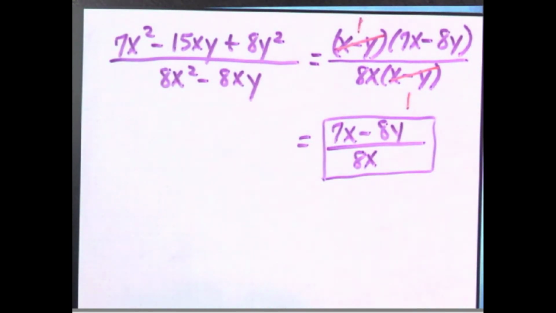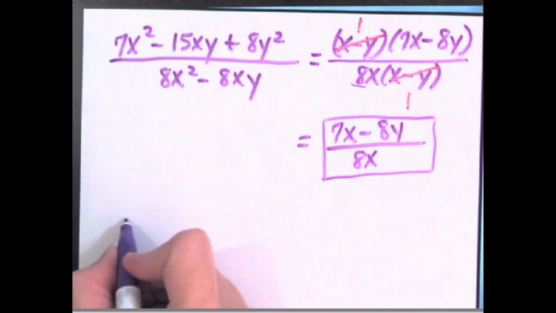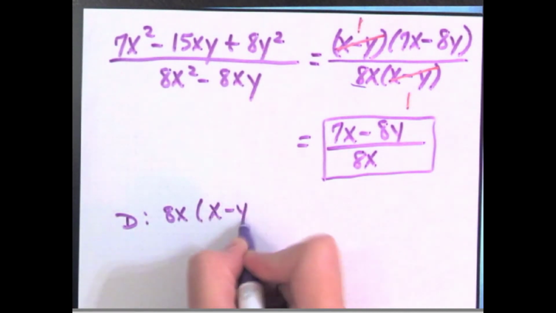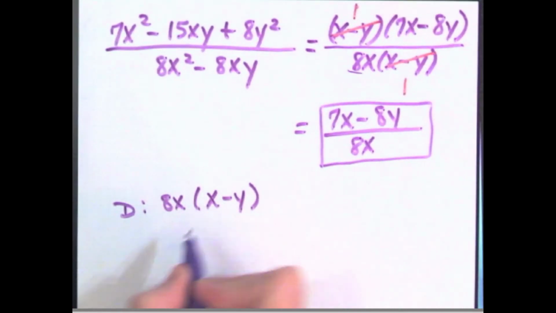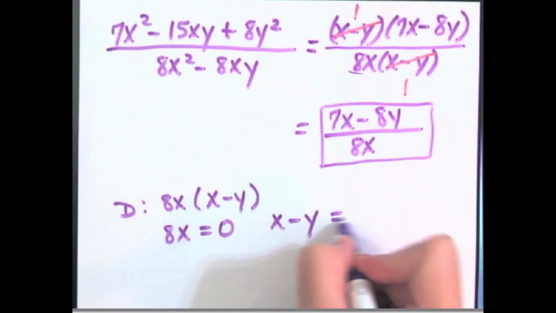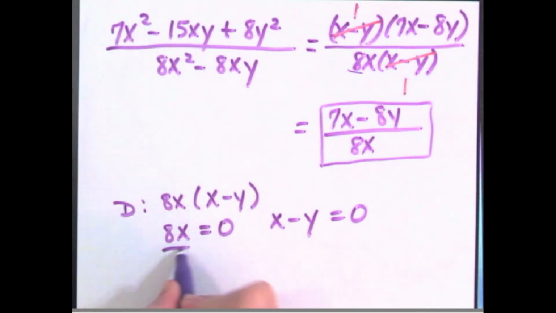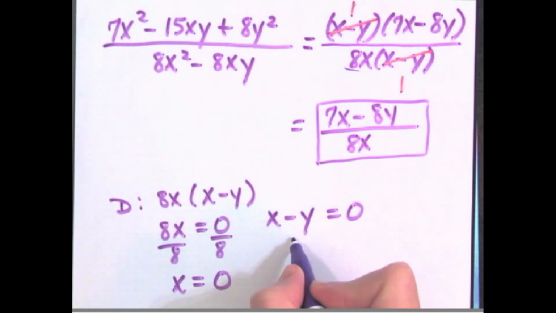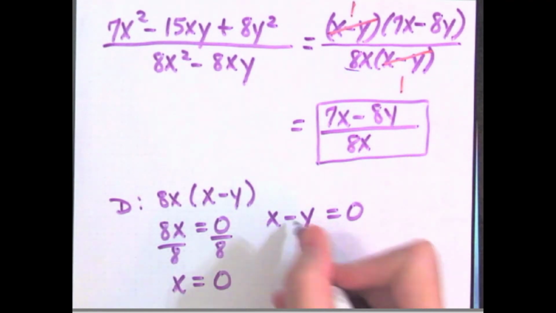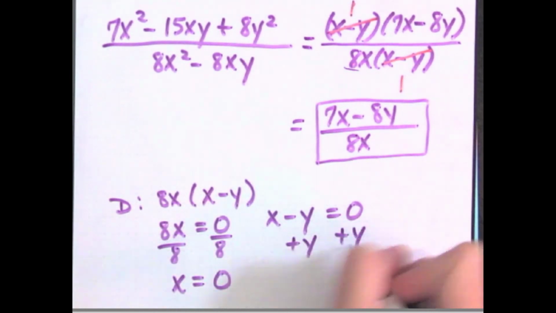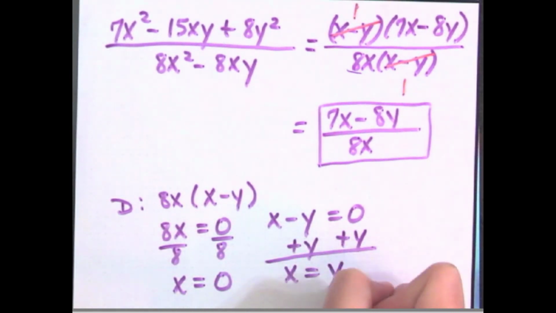Okay. And if we are asked to find the domain, we want to focus on the denominator. Our denominator was 8x times x minus y. So we're trying to find out what's going to make that 0 because remember we can't divide by 0. So we set each one. And here I'm going to divide by 8. That'll be 0. Over here, kind of looks strange, but we're going to try to get x by itself. Remember, x is our domain. And I get x equal to y.